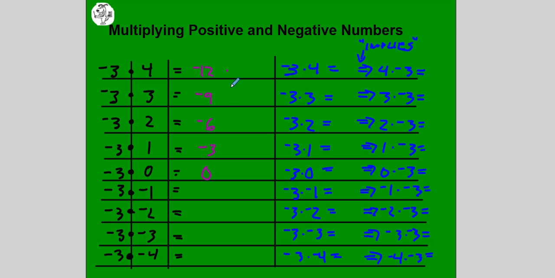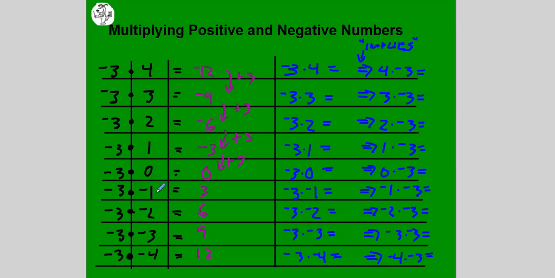Now notice this time, instead of subtracting 3 every time, I'm actually adding 3. For example, negative 9 plus 3 is negative 6. Negative 6 plus 3 is negative 3. Negative 3 plus 3 is 0. Continuing the pattern then, I'm adding 3. That's got to be 3, 6, 9, 12.